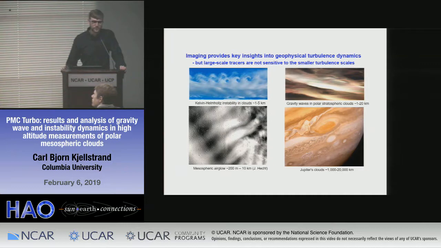Just a couple examples of turbulence. We've got Kelvin-Helmholtz instability in clouds, 1 to 5 kilometer scale roughly. Another example of Kelvin-Helmholtz instabilities in mesospheric air glow, gravity waves in stratospheric clouds, and then also on another planet, Jupiter's atmosphere is, of course, very, very turbulent.